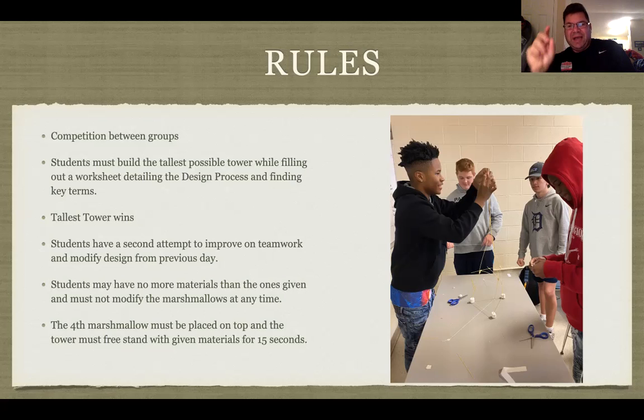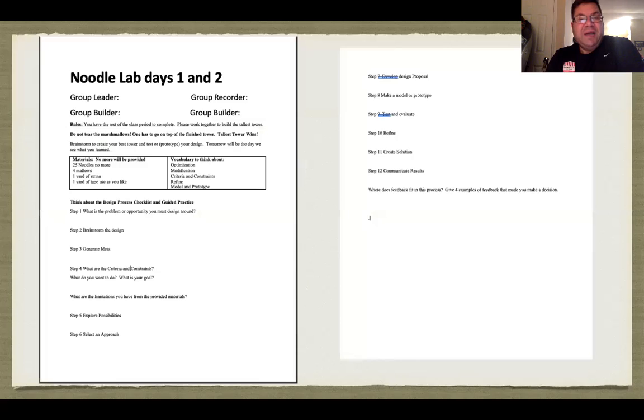And on the second day, they actually achieved a pretty decent tower. They didn't win, but they achieved a pretty decent tower. And then the last rule is the 4th marshmallow must be placed on top of the tower and must freestand with the given materials for 15 seconds, right? So it has to stand up. It has to be stable. It can't be something that stood up for a second and then fell over. It's got to be a structurally sound design.